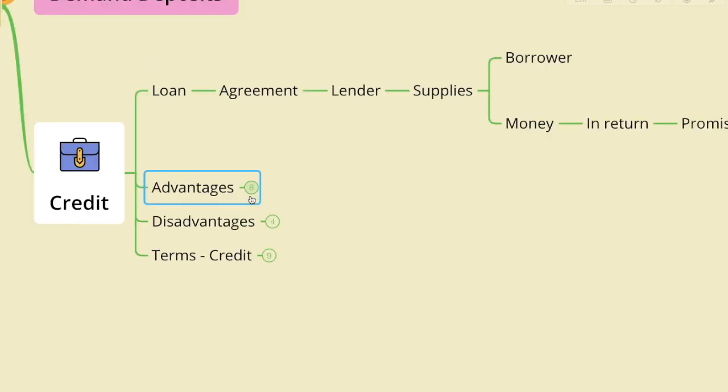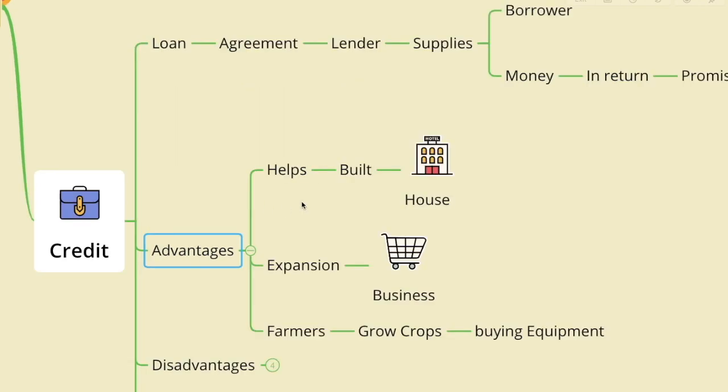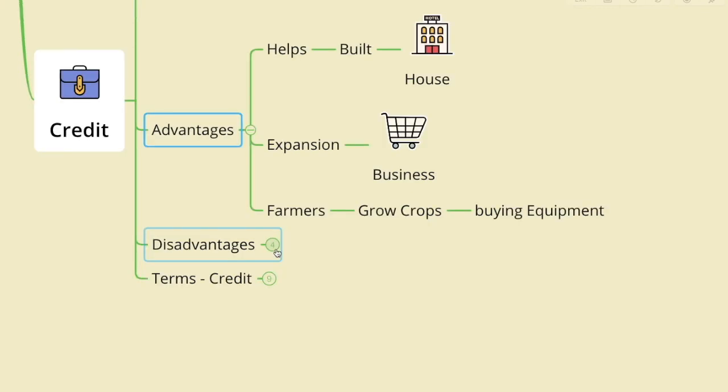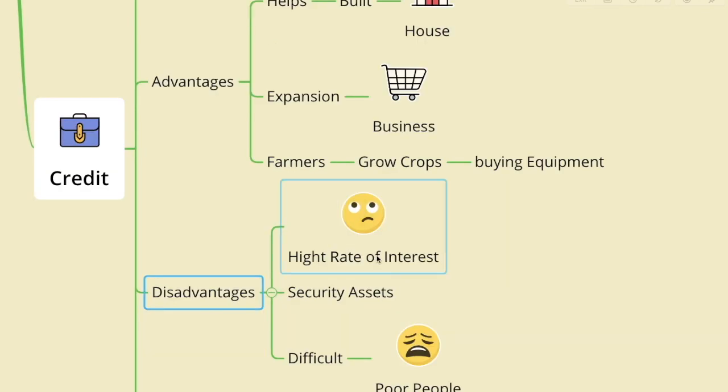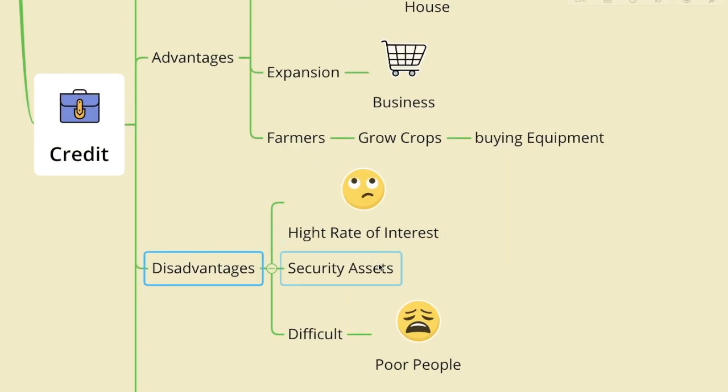What are its advantages? A loan can help people to build their house. It can help to expand their business. And farmers can also take loans to grow crops. By buying better equipment, they can have better productivity. What are its disadvantages? High rate of interest, security assets, and difficulty for poor people. Now, security assets, I'll talk about it a little later.